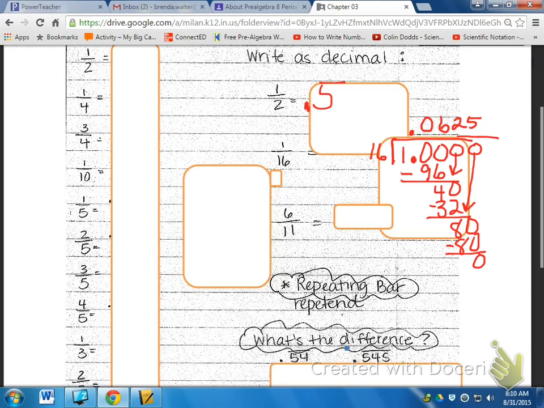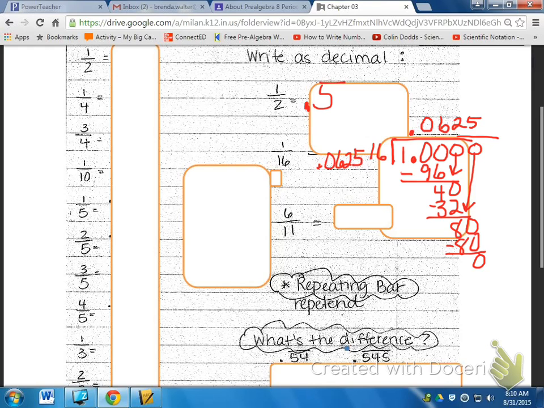1/16 is equivalent to 0.0625. So you would have to divide that out and get that. So on all of these, you divide until it stops or until it repeats.